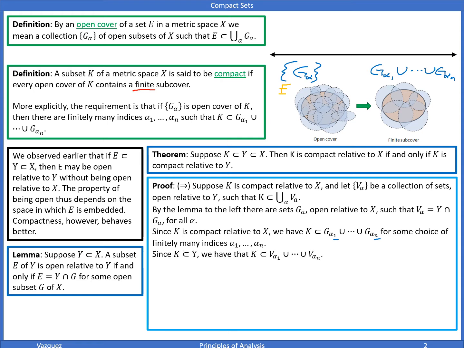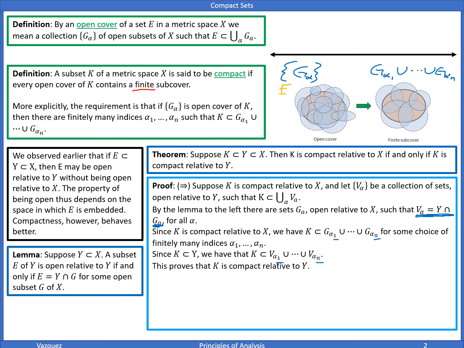Well, now we just relate that line with the previous one. Since K is in Y, we also have that K is contained in finitely many V sub alphas, right? From V sub alpha sub 1 to V sub alpha sub n. And because of this equation, this lemma was really important. That's what I'm underlining. That guarantees that K is contained in some finite subcover of open sets of Y.